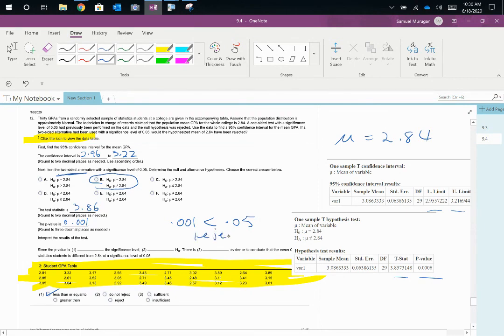reject the null hypothesis. This means that there is sufficient evidence to conclude that the mean is different from 2.84. If we reject the null hypothesis, which is saying that it's equal to, then we're going with the alternative hypothesis view that there is evidence to conclude that it's different from 2.84.